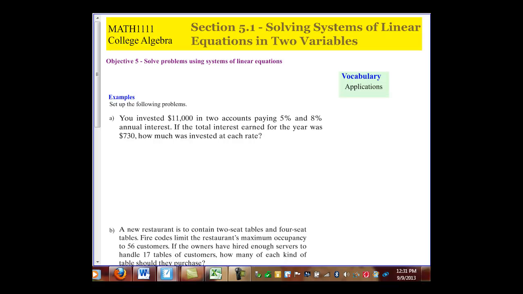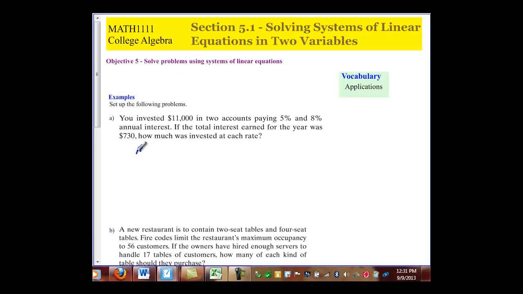We're just going to set these up. We're not going to go through and actually solve them. I just want us to get a little bit more practice with the setup part. So we have $11,000 in two accounts paying 5% and 8% annual interest. The total interest earned for the year was $730. How much was invested at each rate?